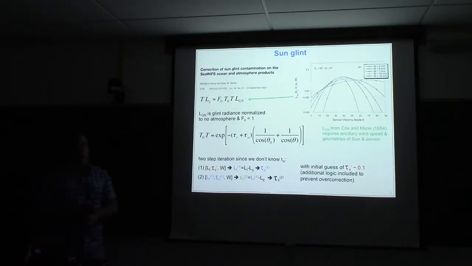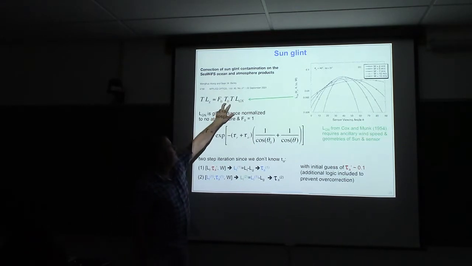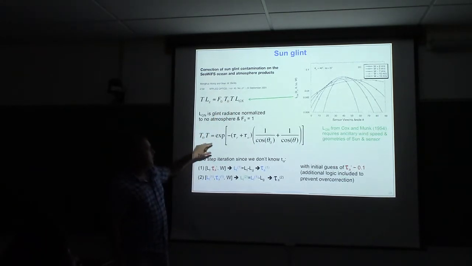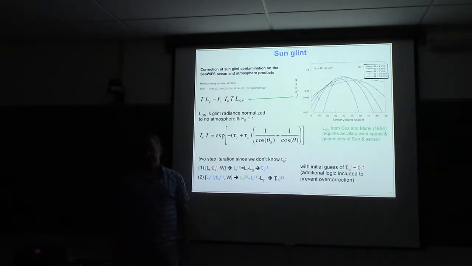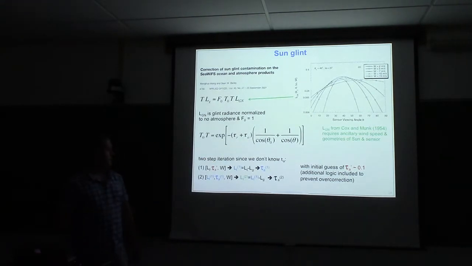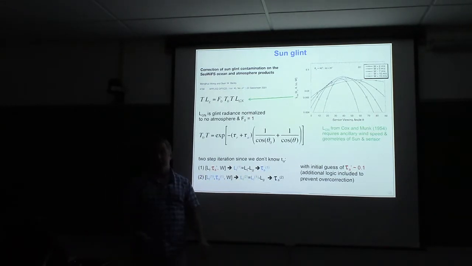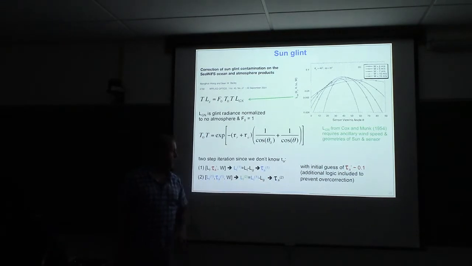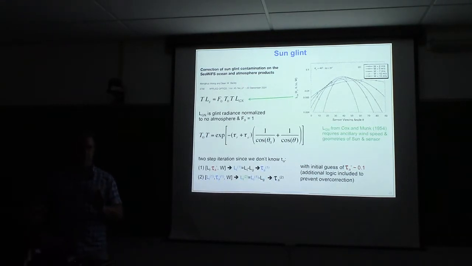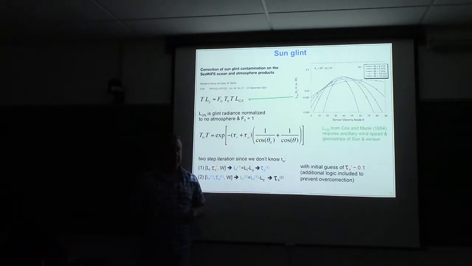So we make that correction. Unfortunately, it involves an iteration to do. It's a two-step iteration because you need to get to these two direct transmittance terms. To do so, you need the optical thickness of Rayleigh, which we know from the lookup tables, and the optical thickness of your aerosols. We don't know that yet. And so there is an iteration where you make an initial guess of your optical thickness. You go through the atmosphere correction process, you come up with an observed aerosol optical thickness, and then you do that process one more time. There's a bunch of additional logic to prevent an overcorrection here, but generally speaking, you only have to do this twice because this is a small correction and it stabilizes pretty quickly.